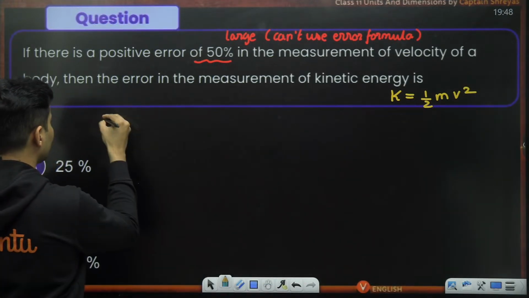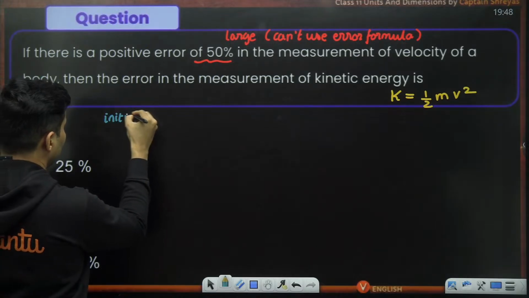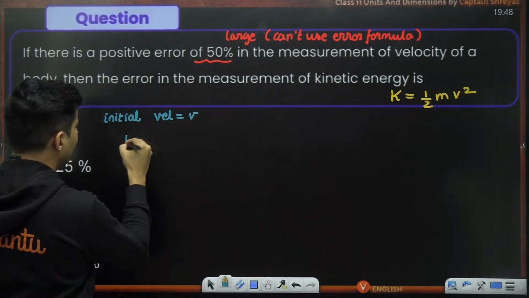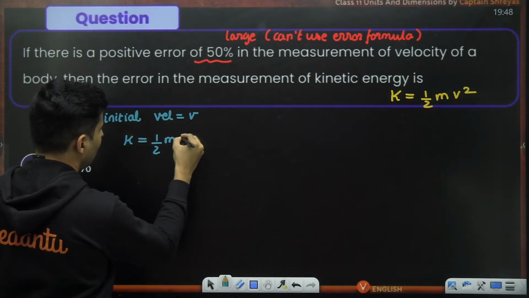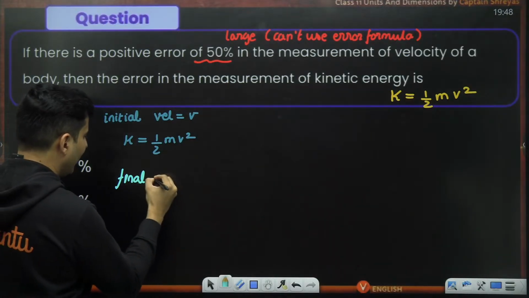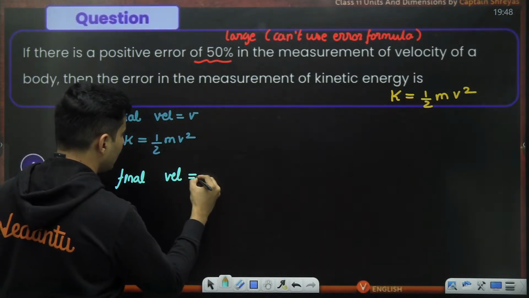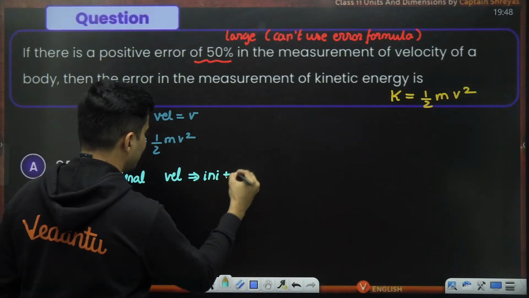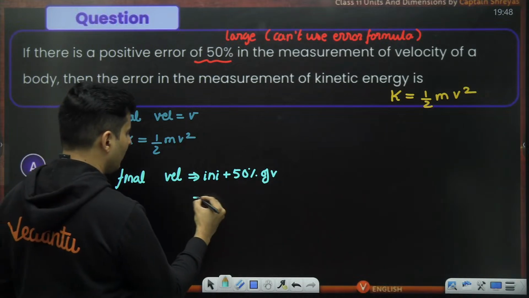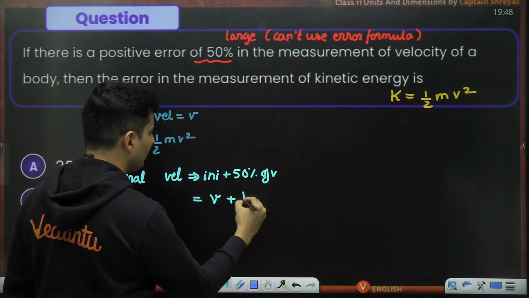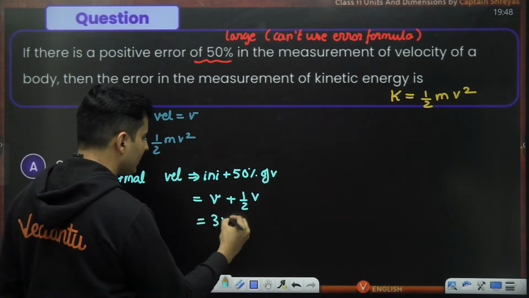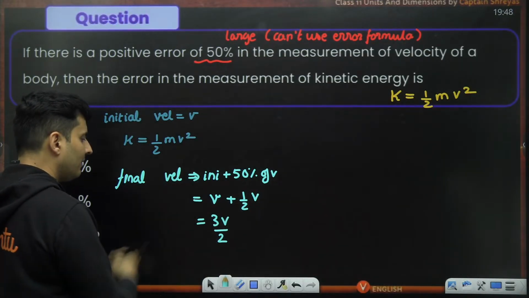Kinetic energy is half mv square. Initially, the velocity is v, and kinetic energy will be half mv square. Finally, the velocity is initial plus 50% of the velocity. Initial velocity was v only, 50% means half. So basically the final velocity is 3v by 2. So this is the final velocity.